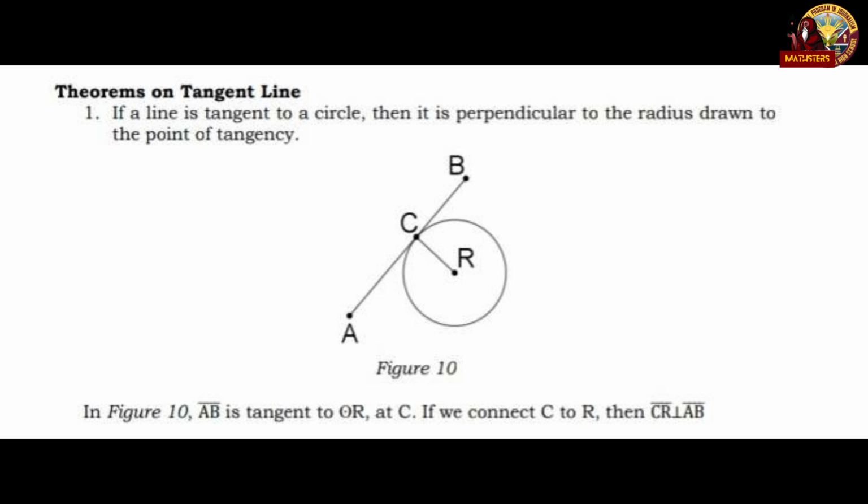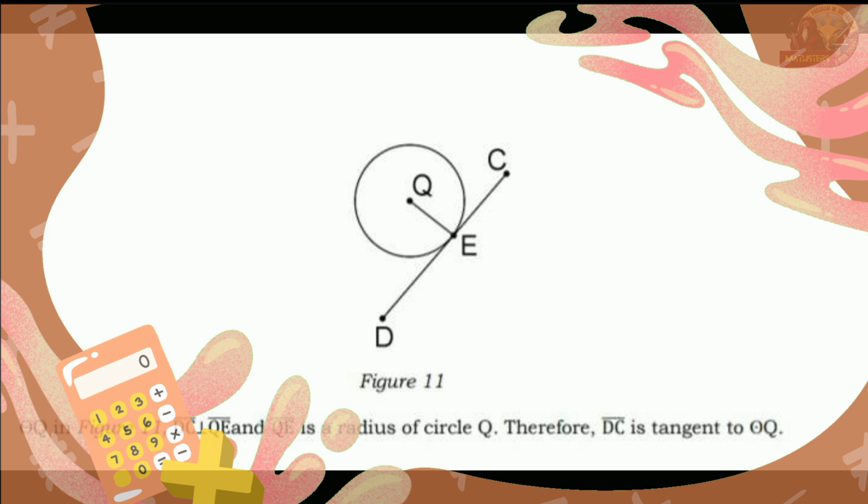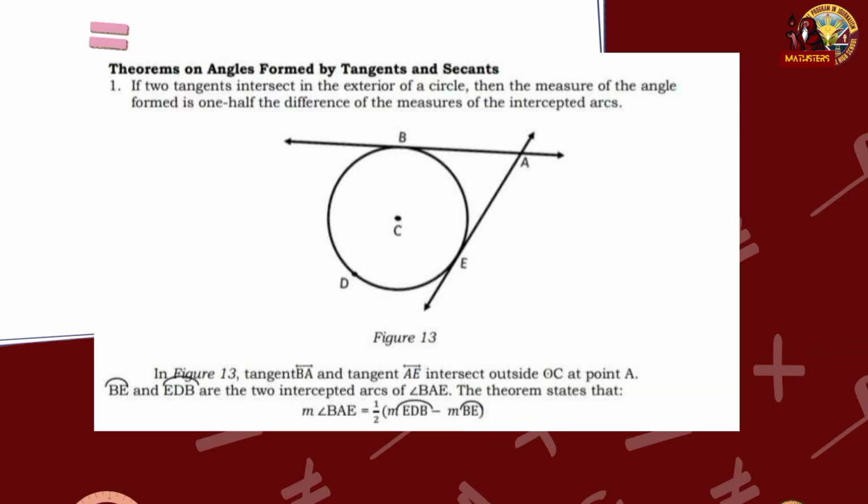Now we will discuss the theorems on tangent line. Tangent 1 is if two segments from the same exterior point are tangent to a circle, then the two segments are congruent. Tangent 2 is if a line is perpendicular to the radius of a circle at its endpoint on the circle, then the line is tangent to the circle. Tangent 3 is if two segments from the same exterior point are tangent to a circle, then the two segments are congruent.